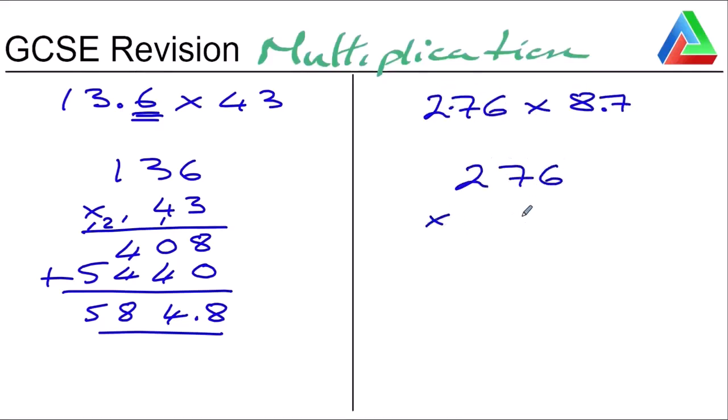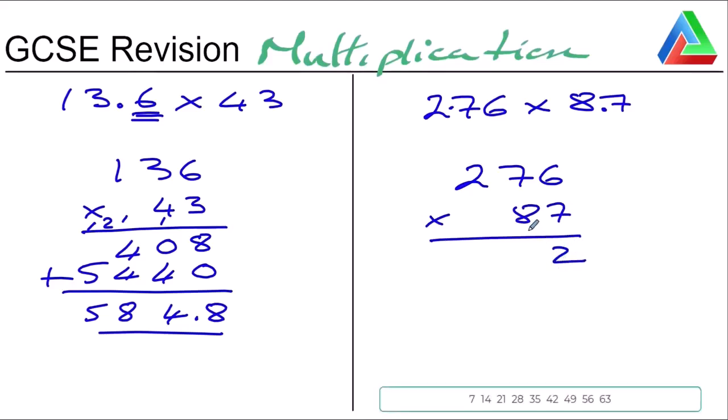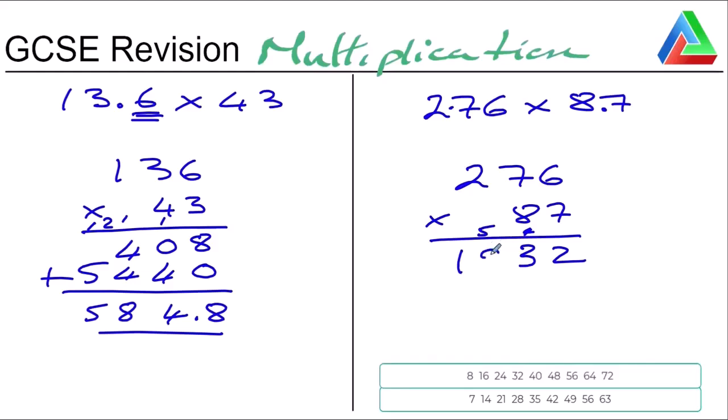Ignore the points. So 276 times 87. Line up the units, write down your tables if you need them. 7 6s are 42, 2 carry the 4, 7 7s are 49 and 4 is 53. 3 carry the 5, 7 2s are 14 and 5 is 19. And then we put a 0 in here and then multiply it by 8.